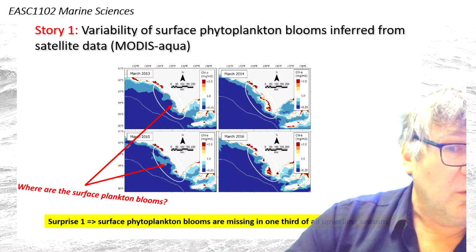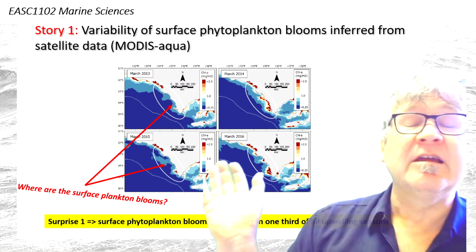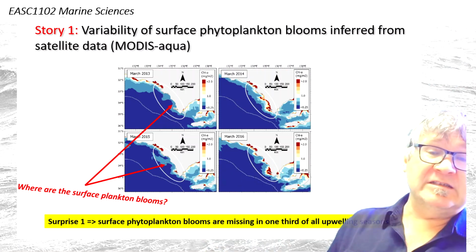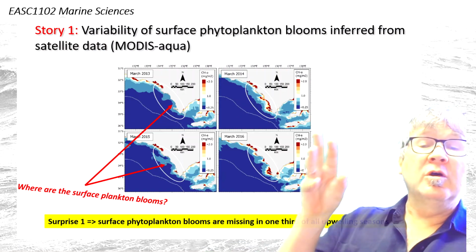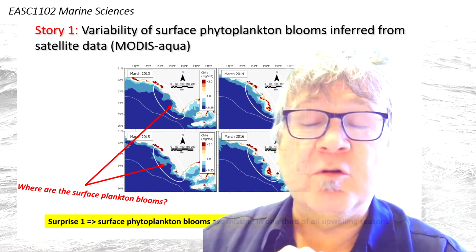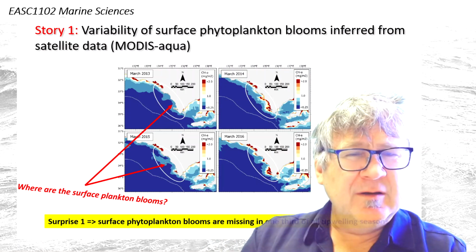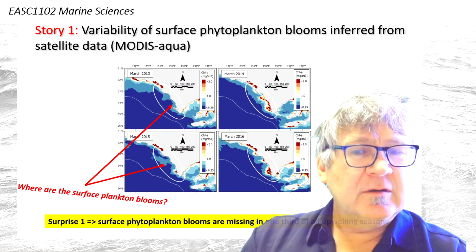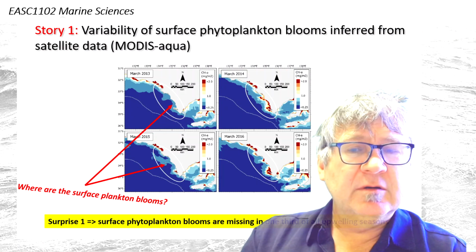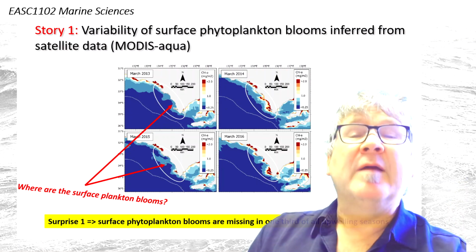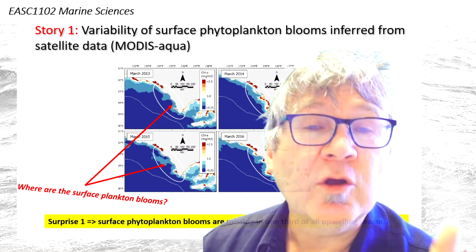And if you look at all the 20 years of satellite data, they are missing in a third of all upwelling seasons, no surface phytoplankton blooms. And that's the first big surprise. That's shocking, isn't it? Where is it? What happens to it? Okay, big surprise. All right, but the story continues.